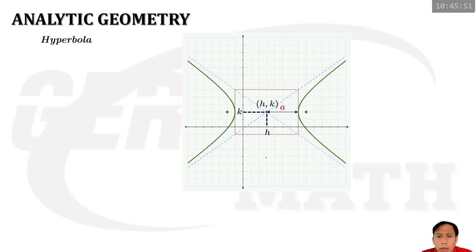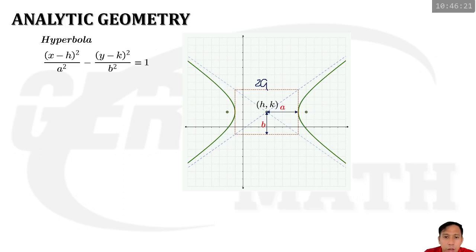If we make a box, the other dimension is called the semi-conjugate axis. In this box that is formed, this length is the distance between the vertices of the hyperbola. That is what we call the transverse axis, the 2a. And this one, 2b, we call the conjugate axis.